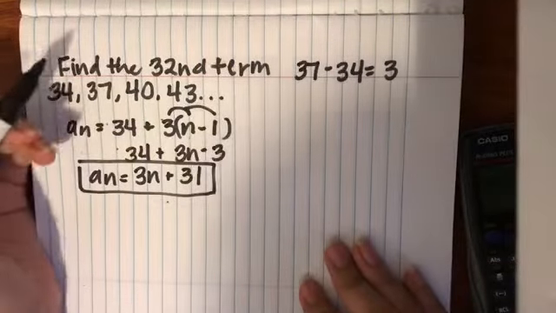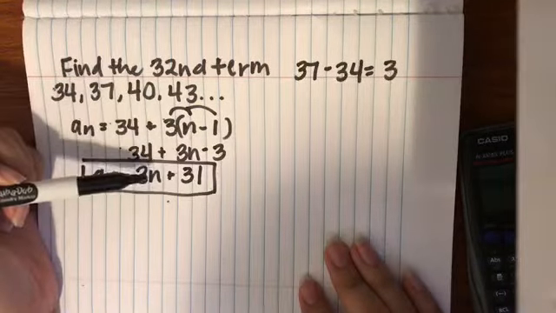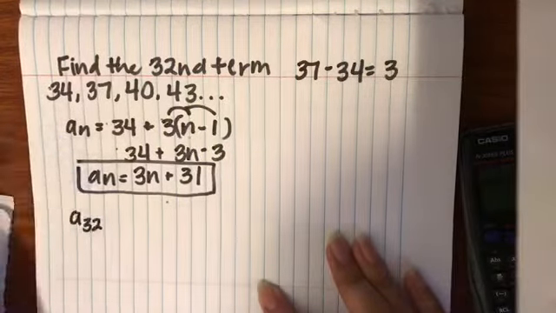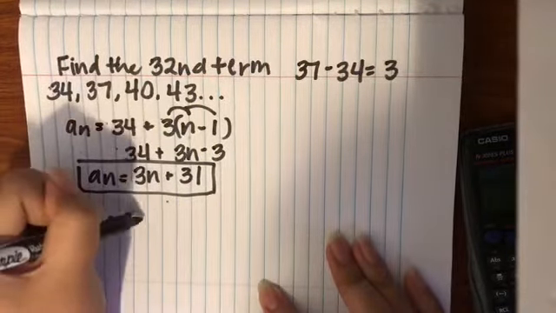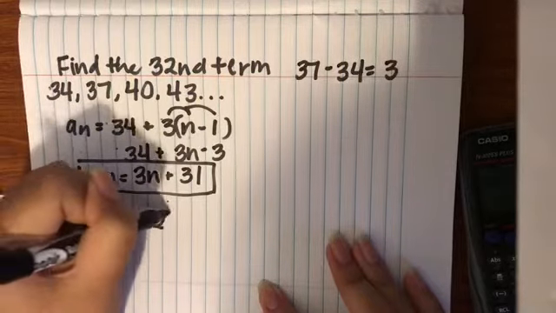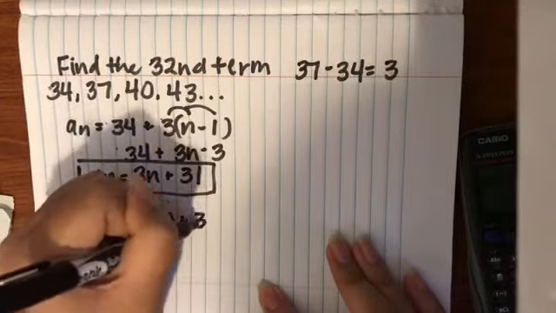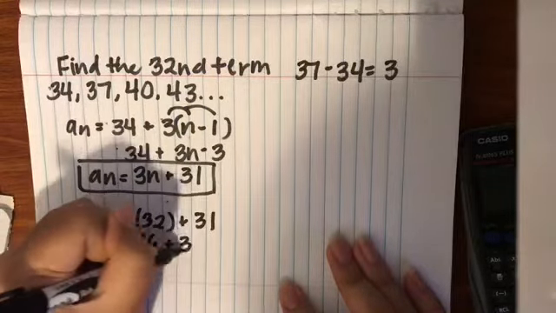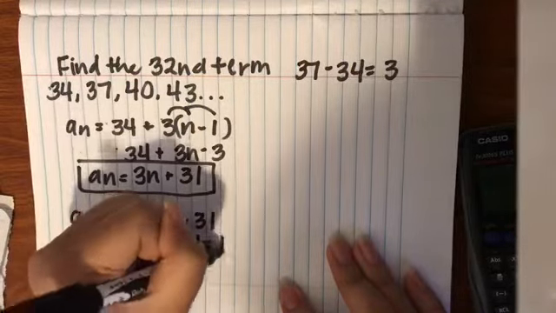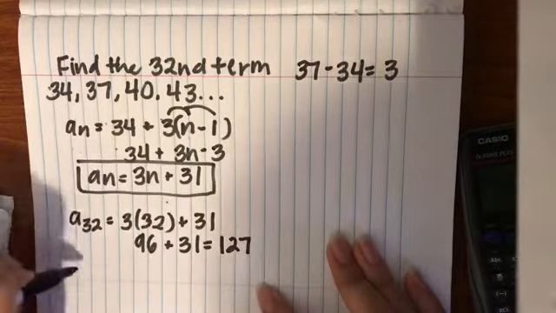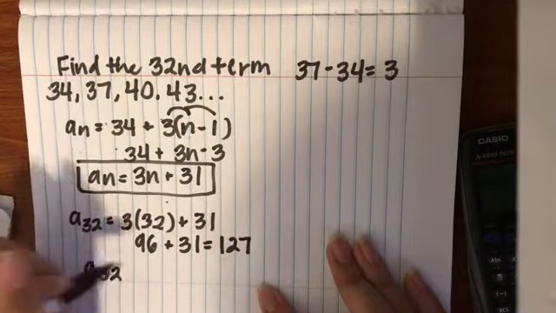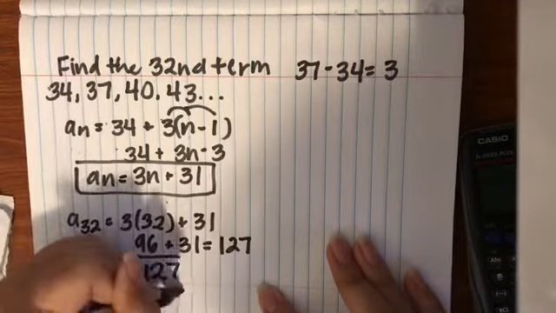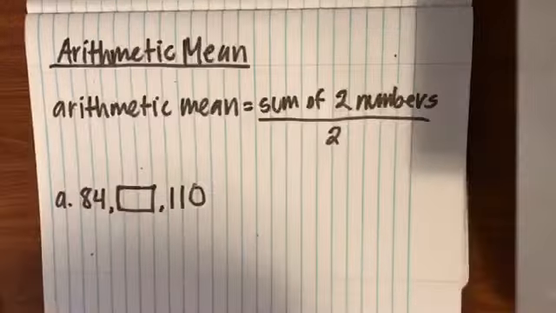So now all you have to do is plug 32 into n. So that would be a sub 32 equals 3 times 32 plus 31. 3 times 32, 96, plus 31 equals 127. So a sub 32 equals 127. And that is our 32nd term.